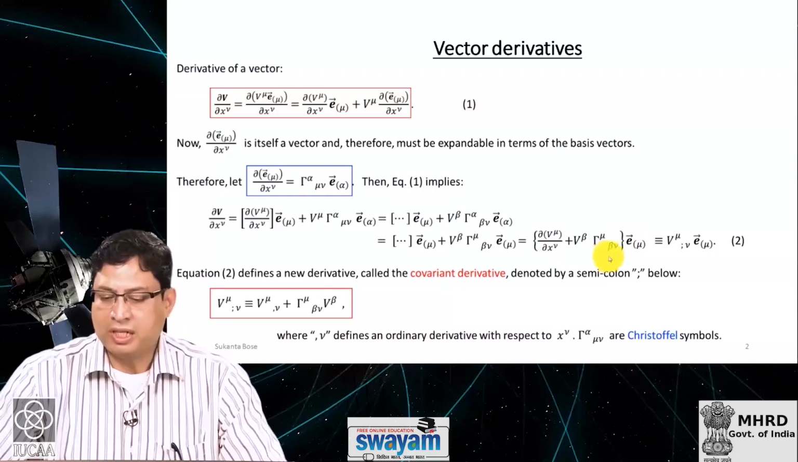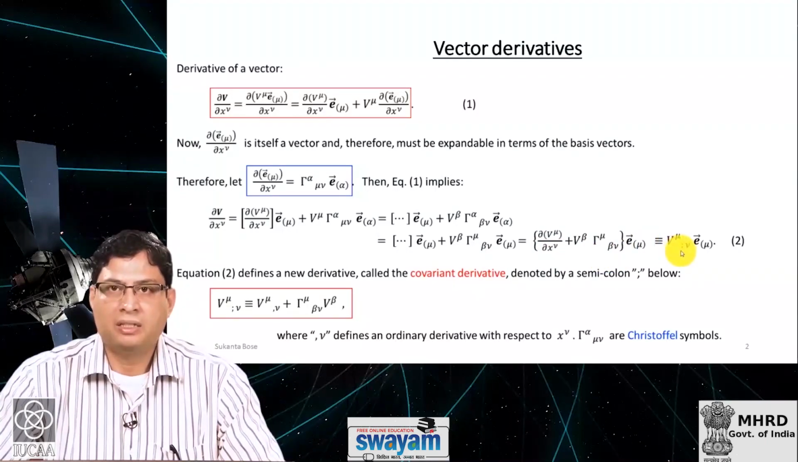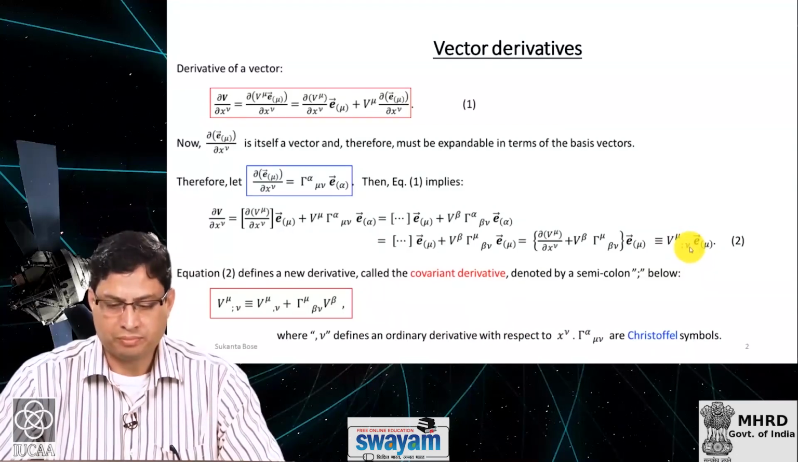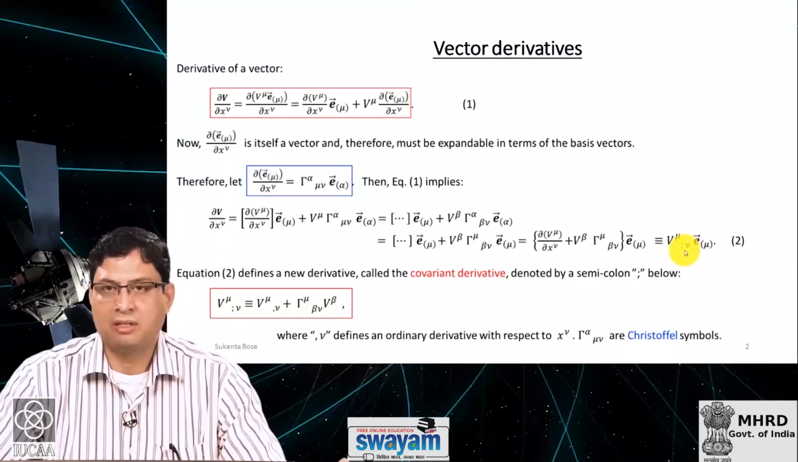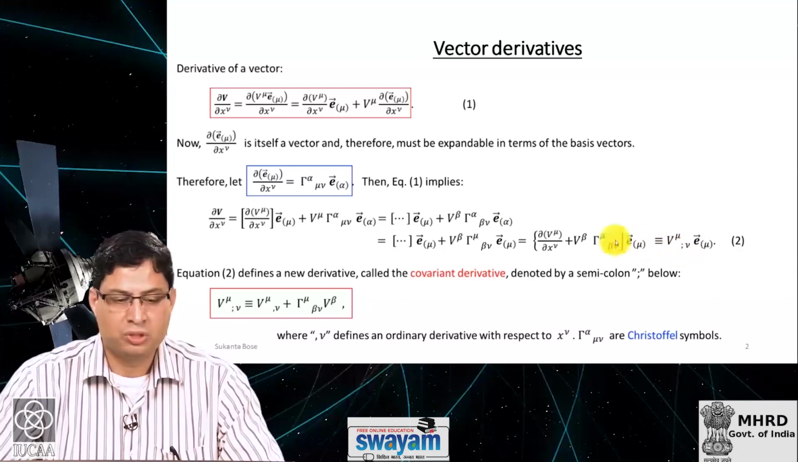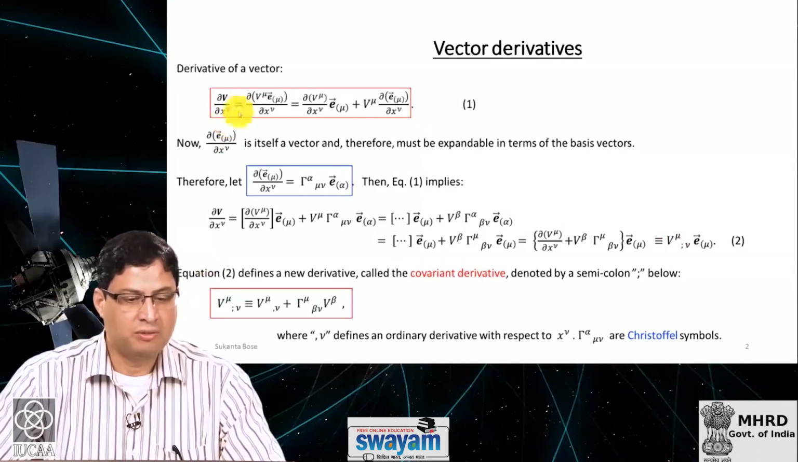This braced quantity is what we define as the covariant derivative of the vector components with respect to x nu. And this definition is important because this is the general definition that will be used to express the derivative of any four spacetime vector. So that is why we again encapsulate it in this red box.